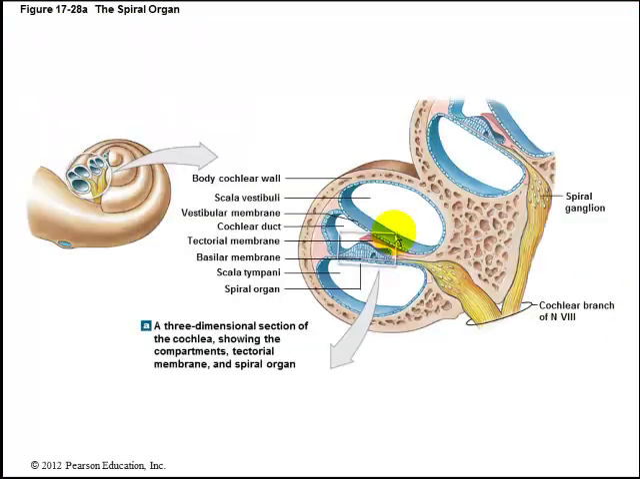So let's take a look, and here we see the bony shelf on which the cochlear duct sits. Here's the basilar membrane. Here are the hair receptors, and this little pink flap is the tectorial membrane. This layer right here, the vestibular membrane, is sort of the ceiling, the upper side of the cochlear duct.